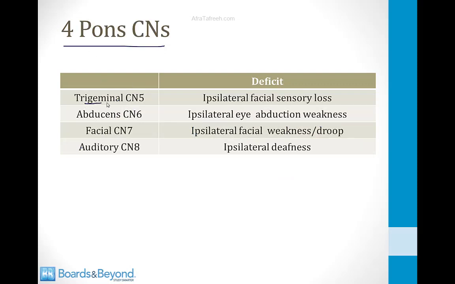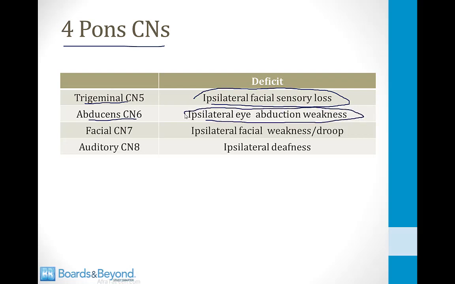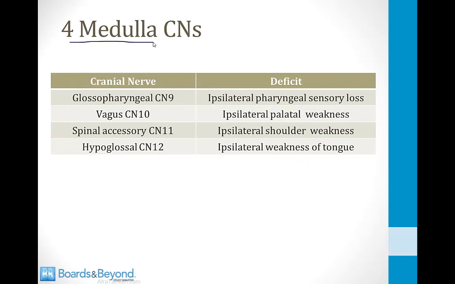So if you have trigeminal nerve involvement, you will have ipsilateral facial sensory loss. If you have abducens nerve involvement, you will have ipsilateral eye abduction weakness. So abduction is looking away from the nose, and you won't be able to do that with a cranial nerve 6 lesion. Facial nerve involvement will give you ipsilateral facial weakness and droop, and then cranial nerve 8 involvement will give you ipsilateral deafness. Finally, there are 4 cranial nerves in the medulla.